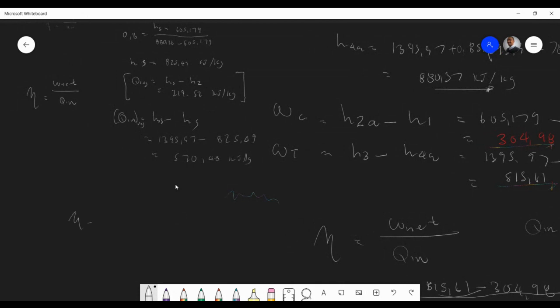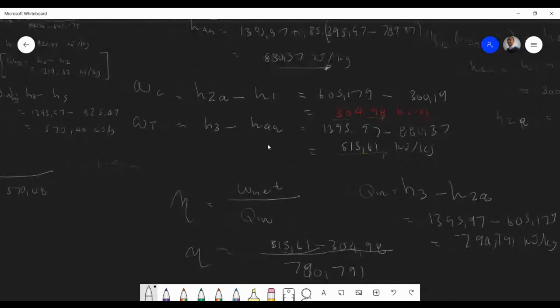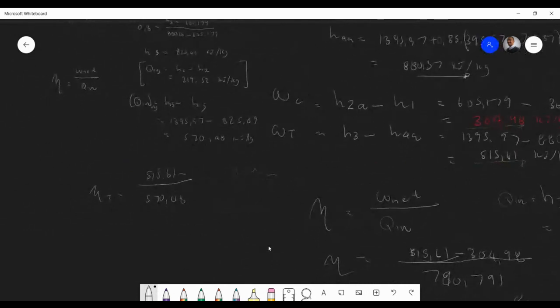From that, we can compute our new thermal efficiency. Your work net stays the same, so your Q in is 570.48. Your work net, which you've worked out before, I'm not sure of the exact value, is 515.61 minus 304.98. And this is the new thermal efficiency after adding the regenerator.